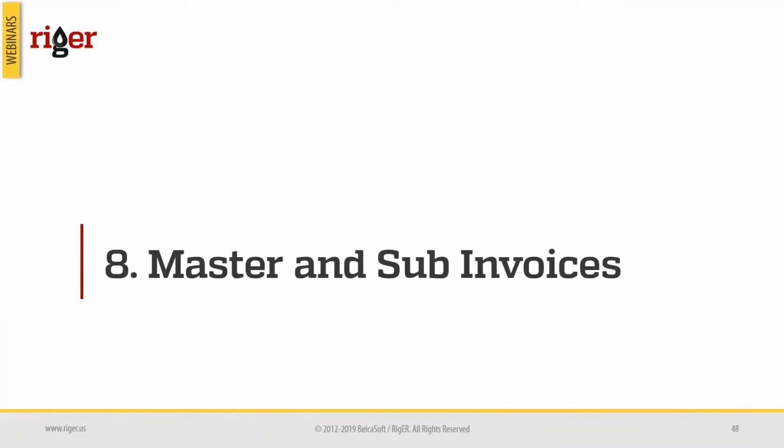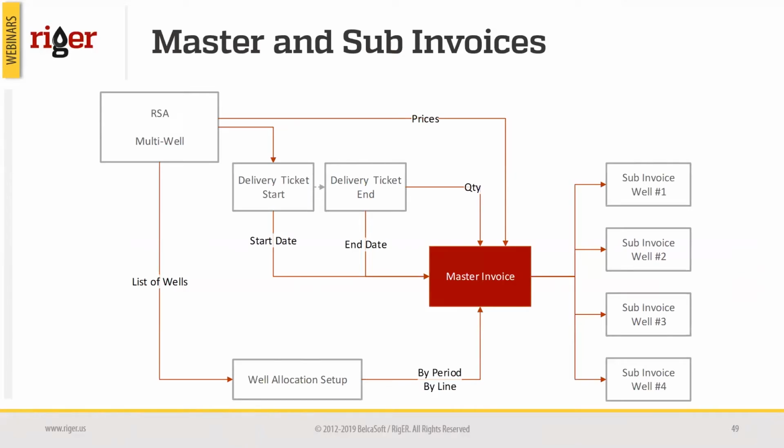Another, and the most complex, case is when we have the same situation, but the client asks to have a separate invoice for every single well. In this case, we do pretty much the same thing. However, we build a master invoice, and based on the master invoice, we build sub-invoices for each well. For example, in this case, we have 4 wells in the master invoice, and we set up the well allocation rules, and it could be by period or by line. By line, it will be pretty much the same as in the previous example.